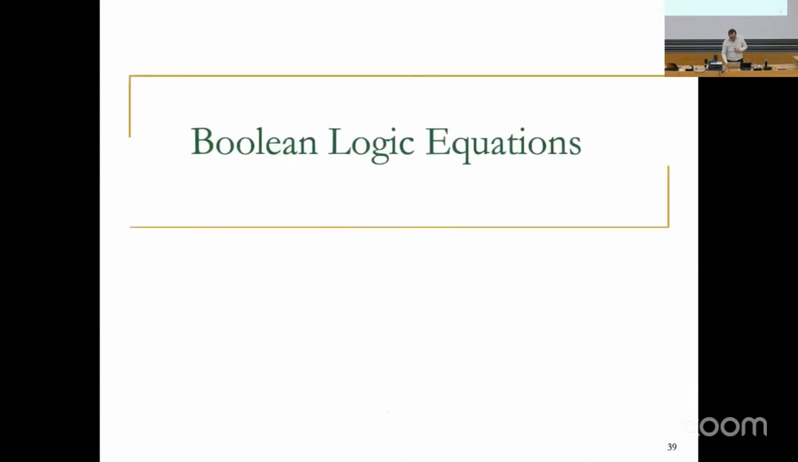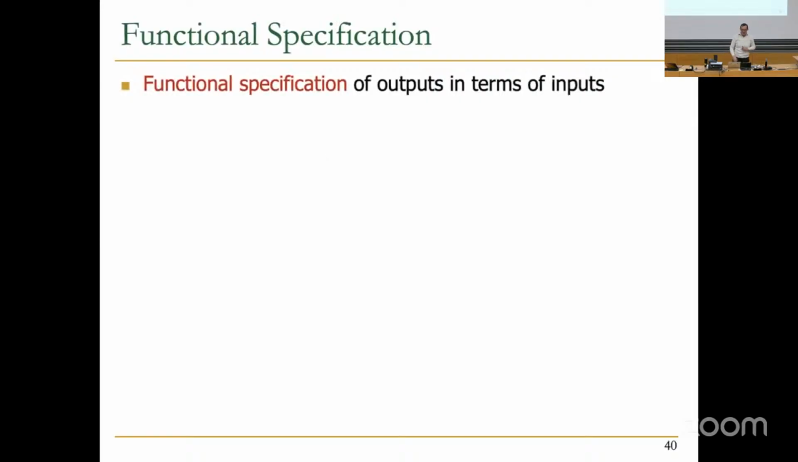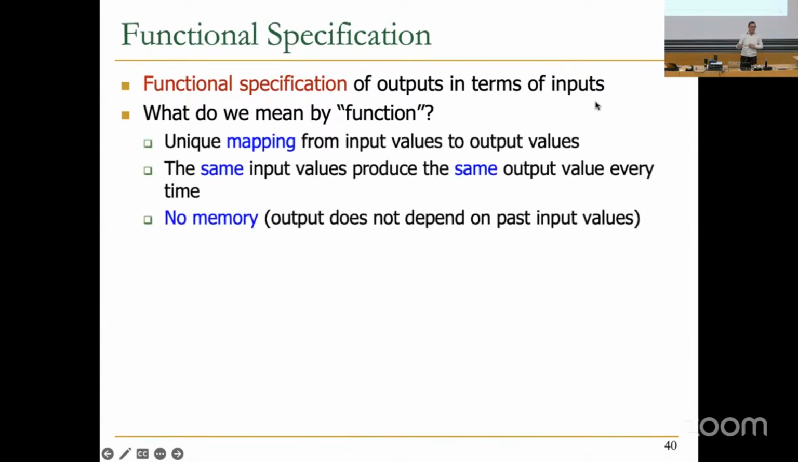Okay? So now we're going to go into Boolean algebra, and I may go fast, so stop me if I'm going too fast, because I'm assuming that you've seen a lot of this. So functional specification of outputs in terms of inputs is essentially how you specify a circuit based on inputs, right? So what do we mean by function? Of course, function is really a unique mapping from input values to output values. We've seen functions earlier. AND is a function, OR is a function, NOT is a function, right? All of those are functions. The same input values produce the same output value every time. That's good. There's no memory. Output does not depend on past input values, okay?